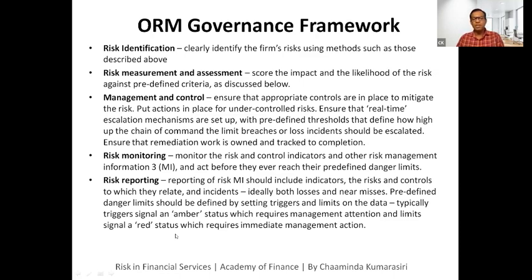Predefined danger limits should be defined by setting triggers and limits on the data, right? So we sometimes use this red, amber, green color code. Whenever there are deviations or escalations of certain metrics, we need to decide what level we consider as normal, what level we consider as severe. Then those red, amber, green color codes will be based on the cutoff that you identify, in terms of value or whatever the case is.